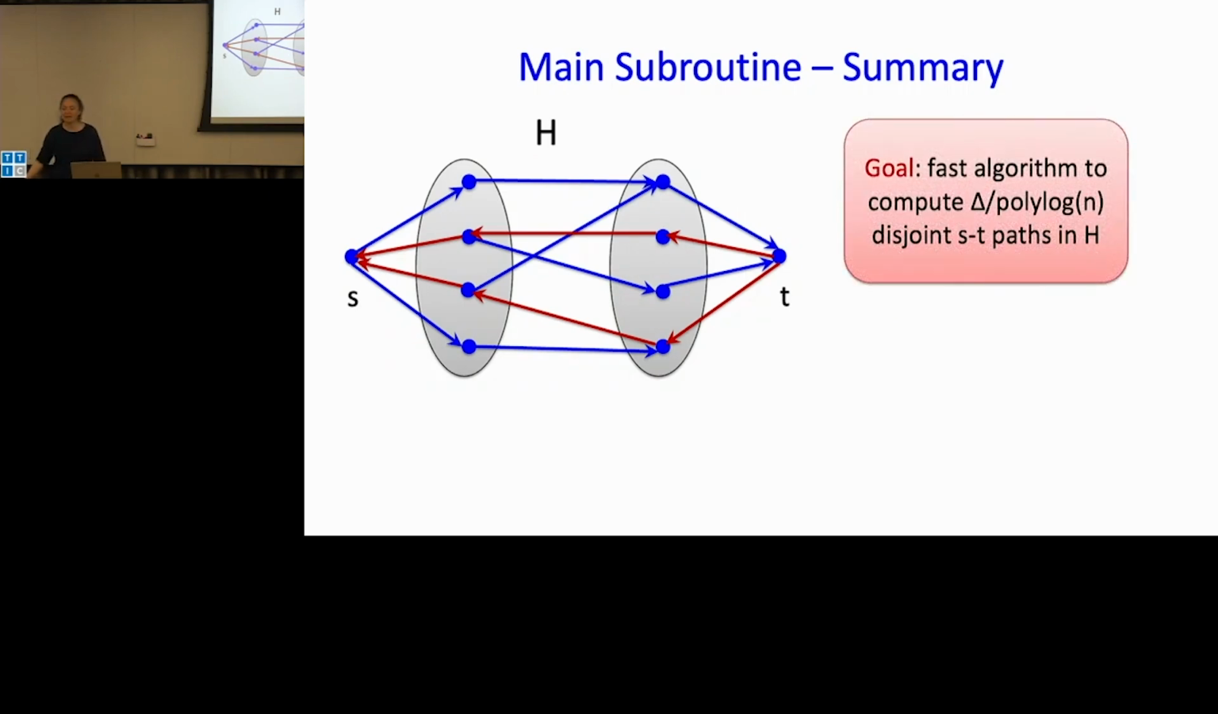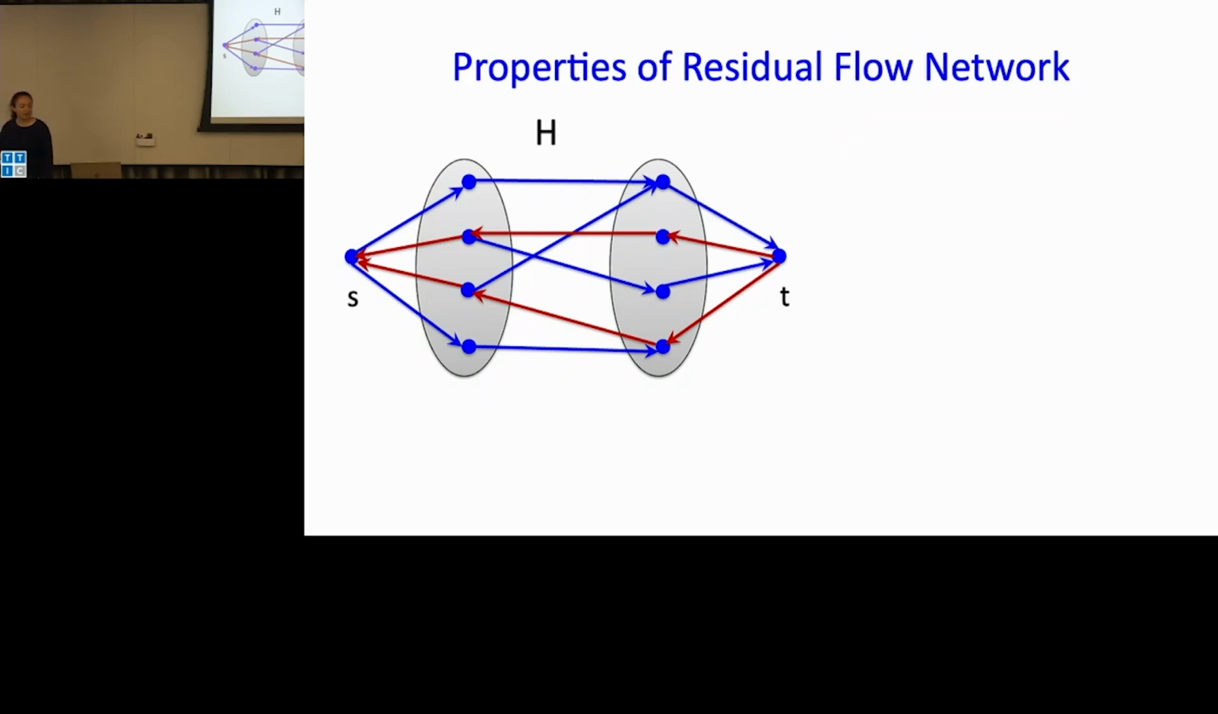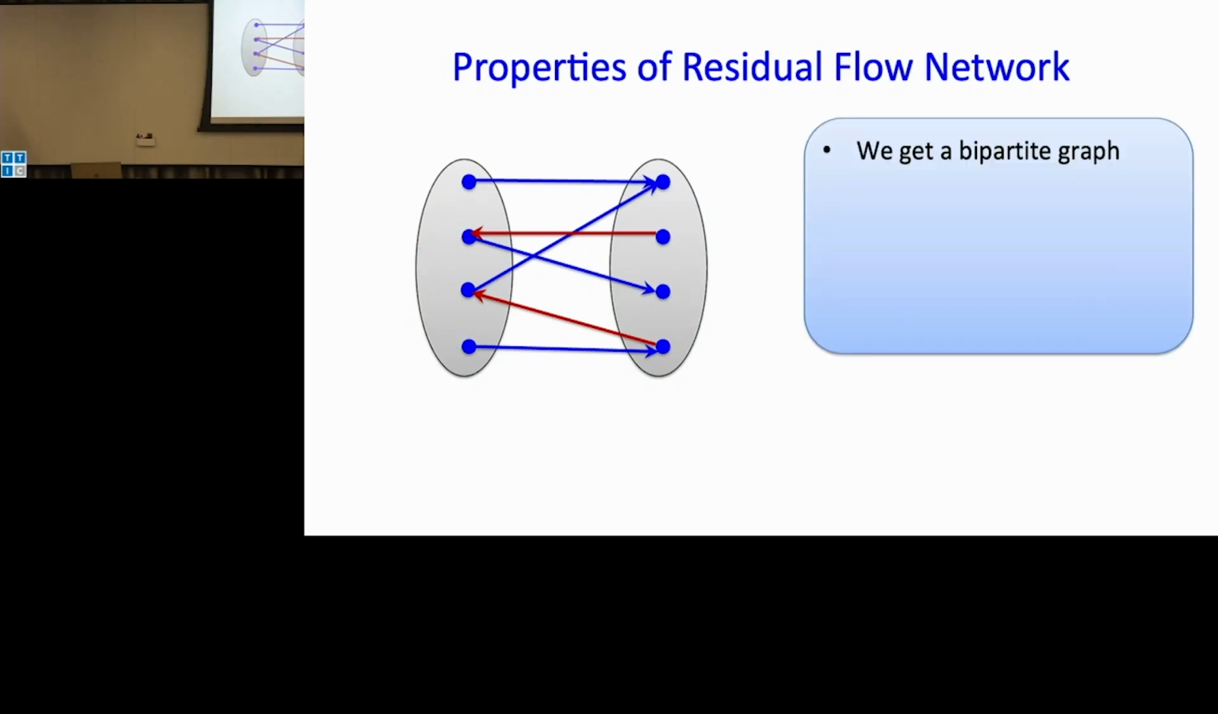So this is just a summary of what we want from now on. We just want a fast algorithm that computes a lot of disjoint ST paths, knowing that delta such ST paths exist. So now I want to tell you a little bit about the structure of this residual flow network, just a few small observations. So let's delete S and T from here. What do we get? Well, we get back the bipartite graph, right?